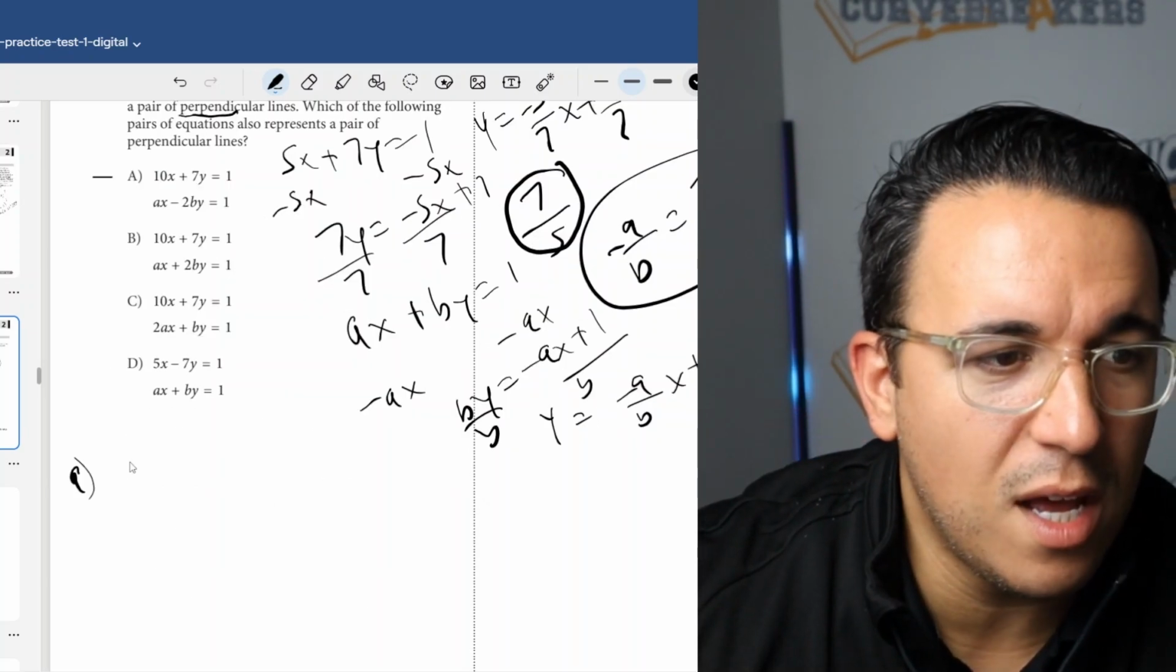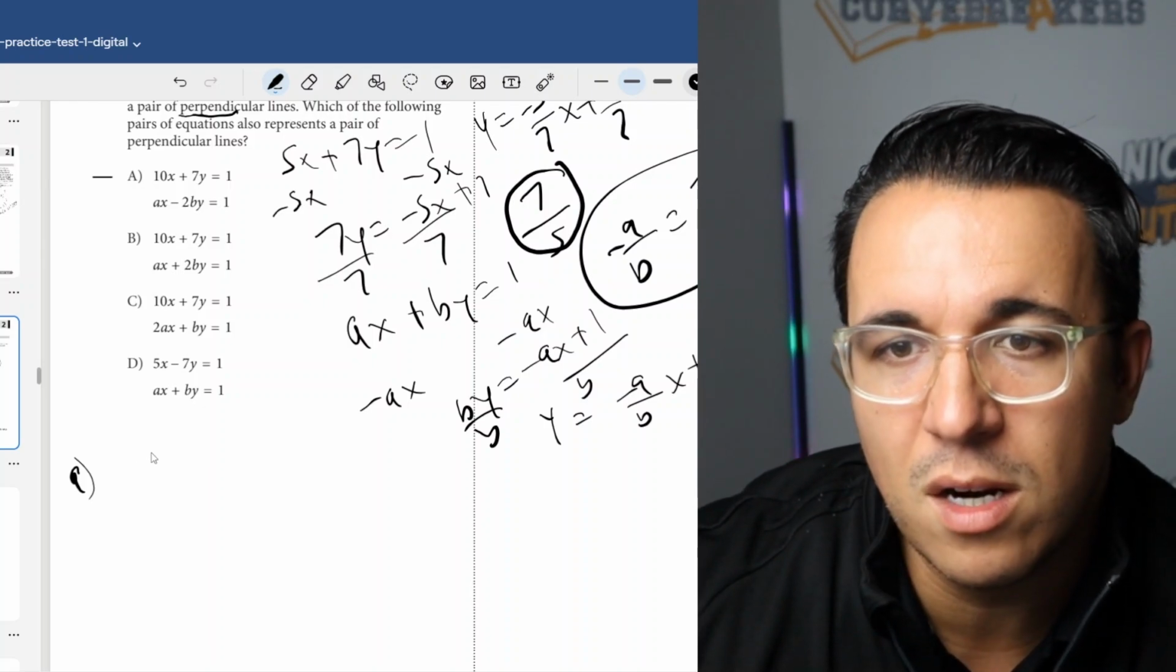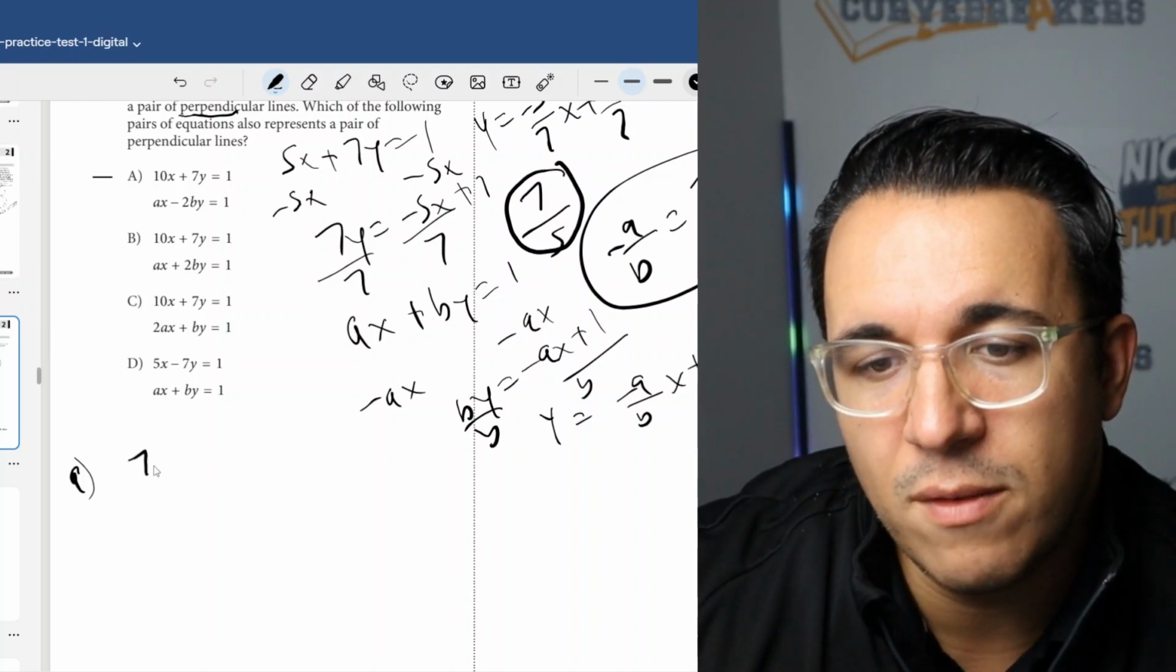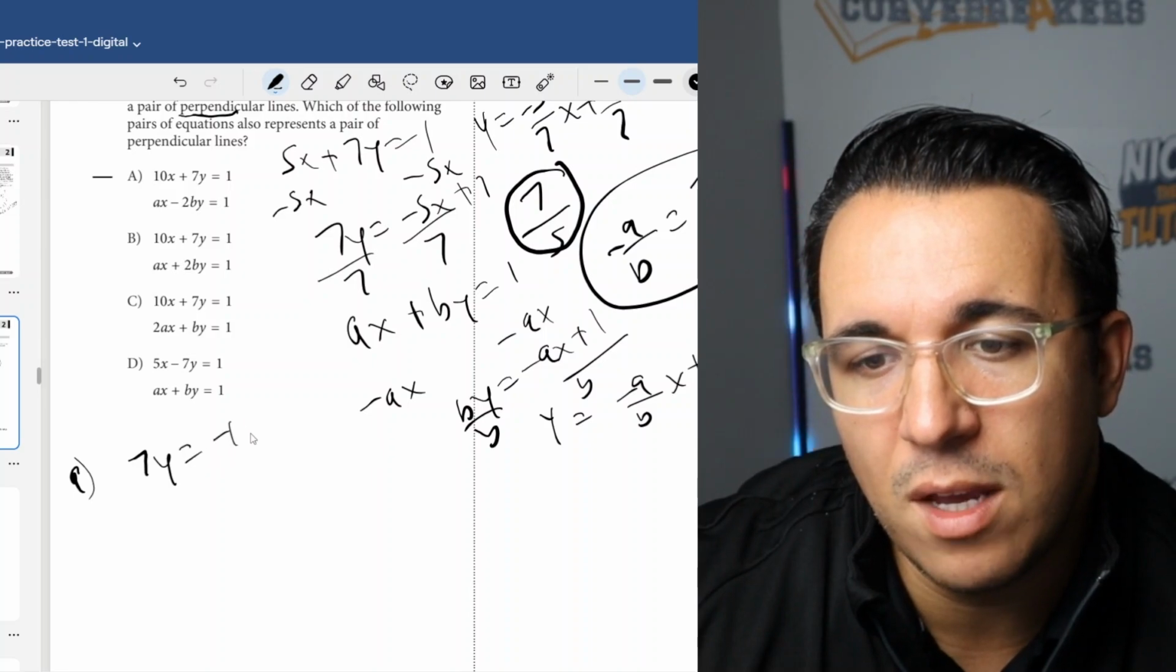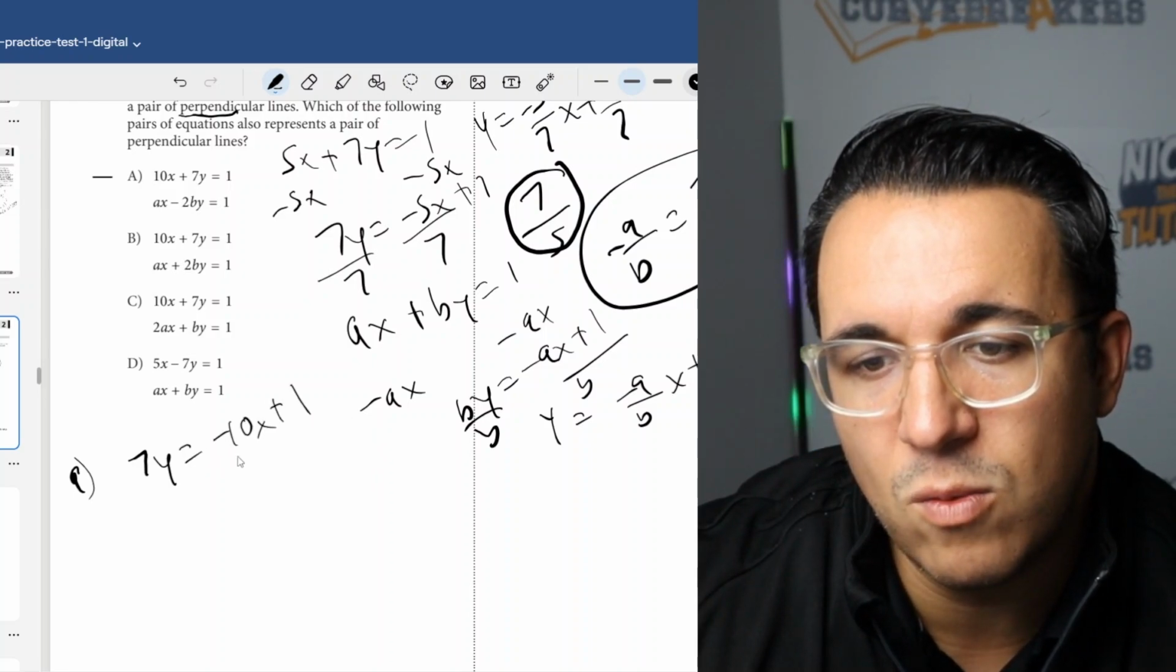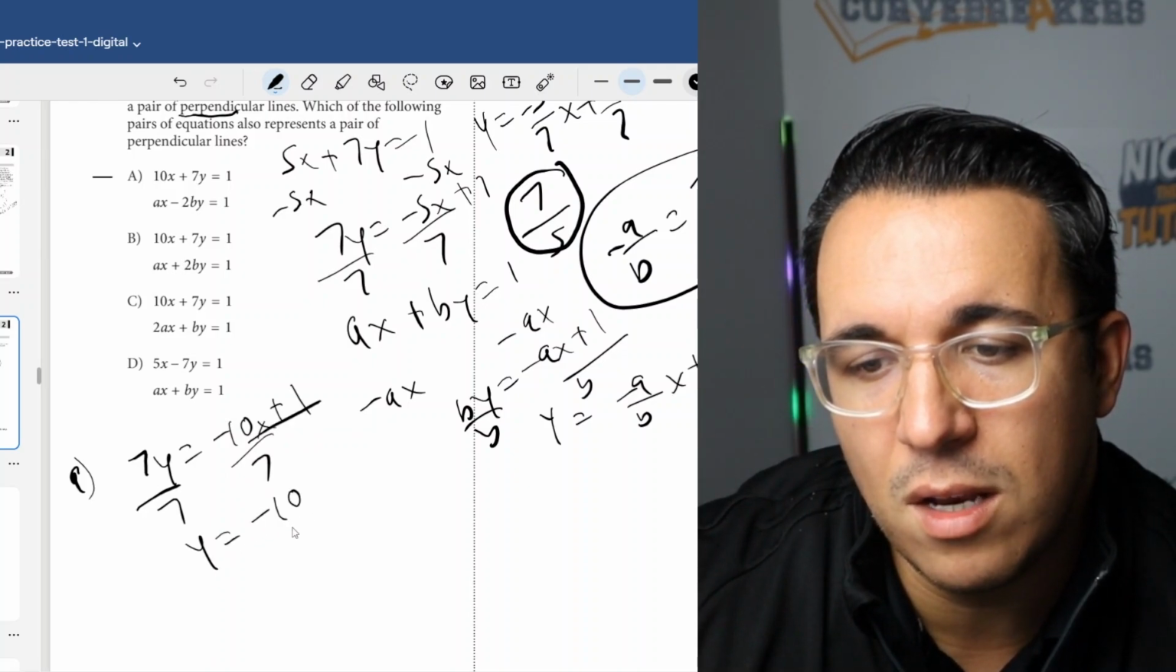This is where you have to save time, right? We have to just use the time wisely here. So we're going to end up with 7y, I'm just going to do some quick math, negative 10x plus 15 over 7. So we get y equals negative 10 over 7.